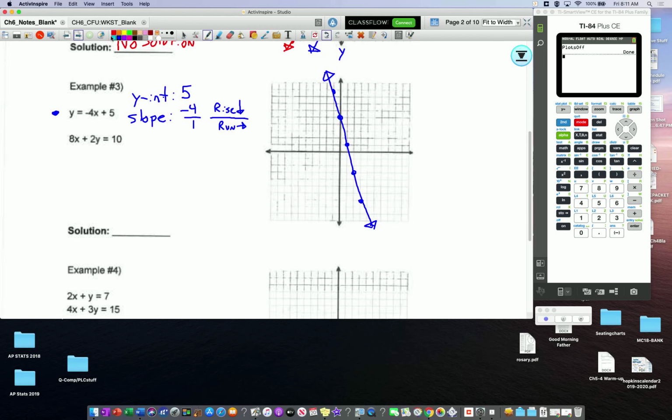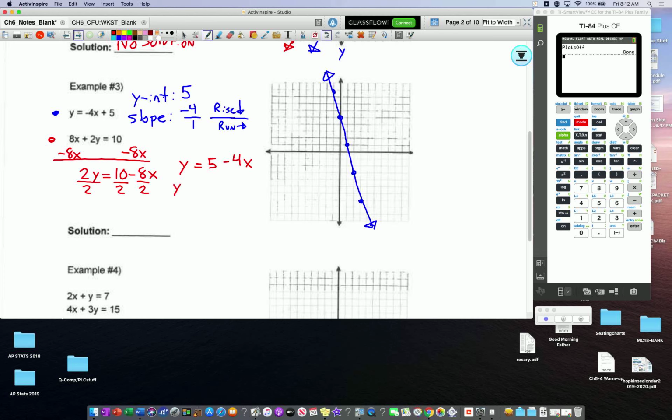All right, so now, in order to graph the second one, I've got to get y by itself. I've got to first get the x's to the other side. So I need to subtract 8x. So I have 2y equals 10 minus 8x. Divide everything now by 2. So I have y equals 5 minus 4x. So here I kind of got ahead of myself.